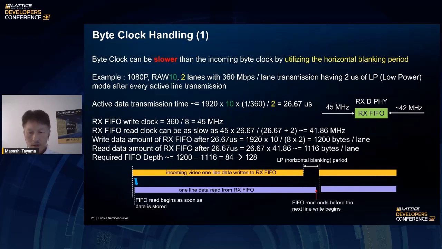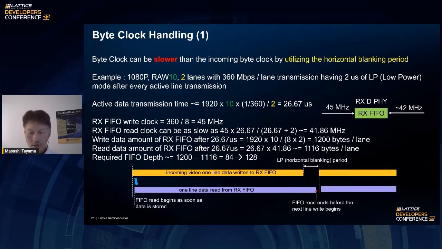Now, let's think about FIFO depth. The amount of write data at the end of the line is 1200 bytes per lane. On the other hand, the amount of read data is about 1116 bytes per lane when the FIFO write is completed. That means we need at least 84 bytes of FIFO depth. Considering some margin, 128 is a good number to use.